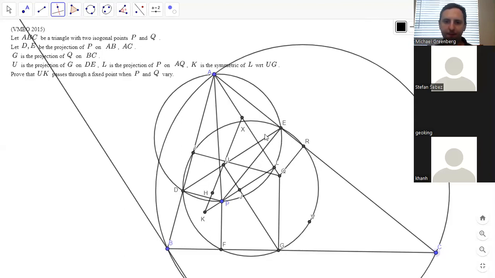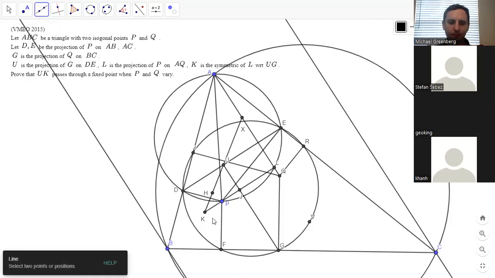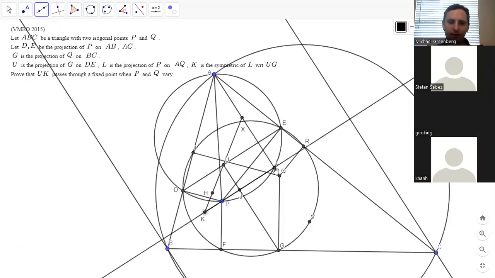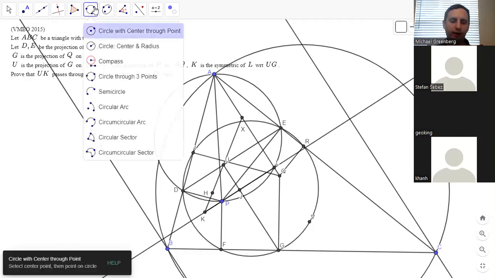Because basically, if you take L and reflect it over UG, you get K. If you reflect it over DE, you get X. And then this is like the perpendicular from G. So maybe we can do an angle chase. We can prove that angle LUX plus angle LUK is equal to 180. Like if we can show GL equals GK, I think that solves it.